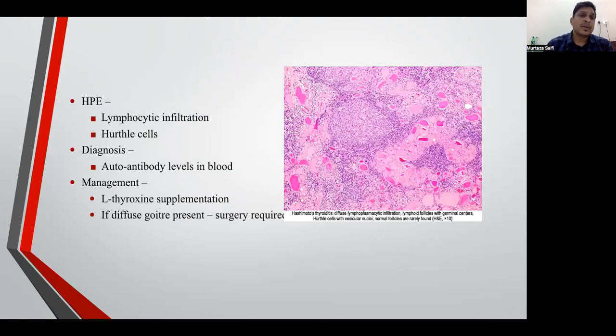This is a slide of the histopathological examination. There is lymphocytic infiltration, Hurthle cells. Diagnosis is by autoantibody levels in the blood, management by L-thyroxine supplementation, and if the diffuse thyroid goiter is present, then surgery is required.